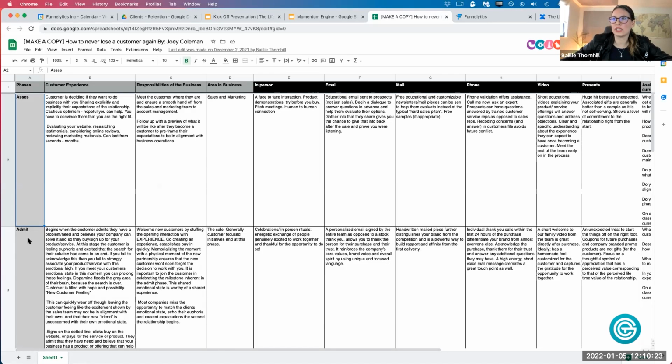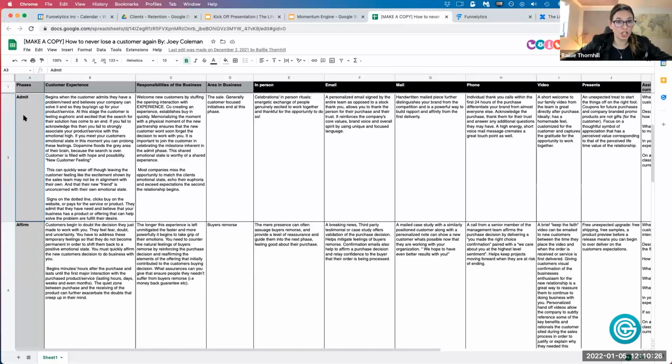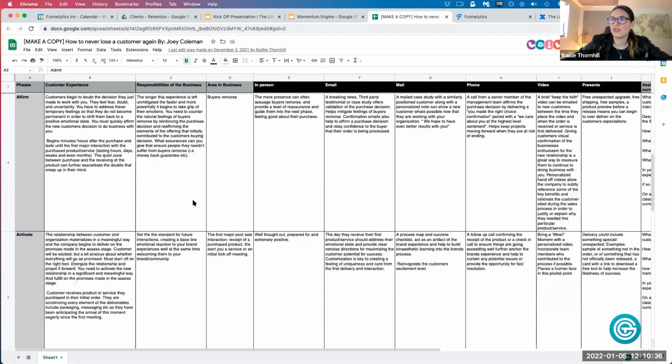And then he goes through admit. This is where they close. So they've said, okay, I'm ready to do this. Let's do this. So what their experience is and what your responsibilities are, and then the different ways that you can make it exceptional. Affirm happens also in the close. This is where you're addressing buyer's remorse.